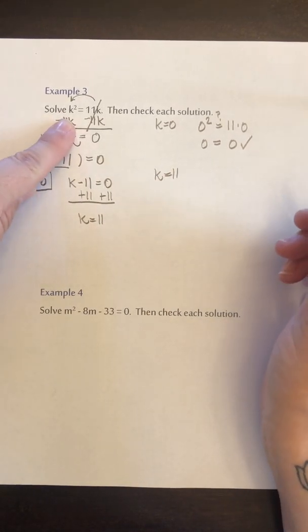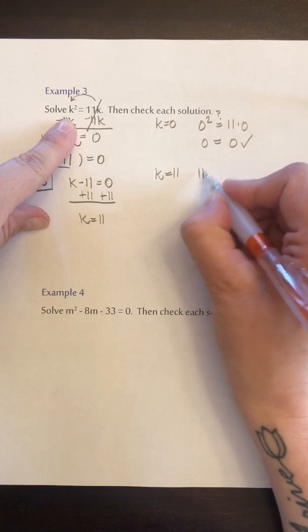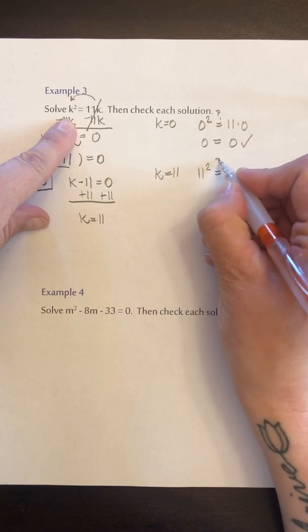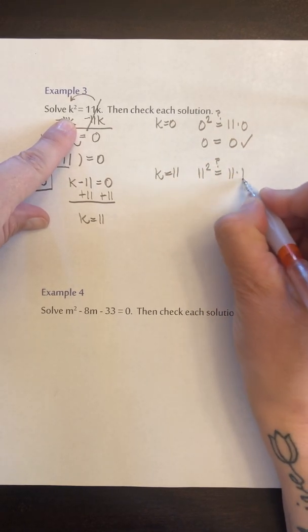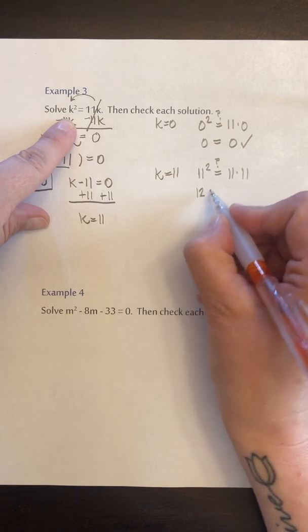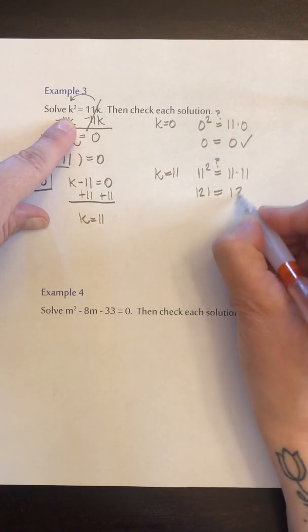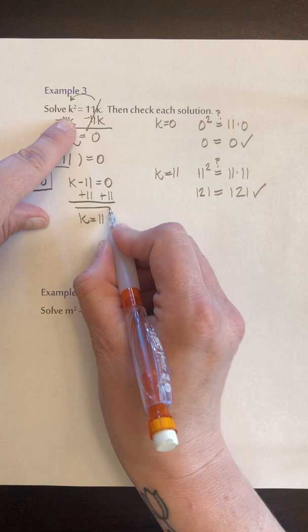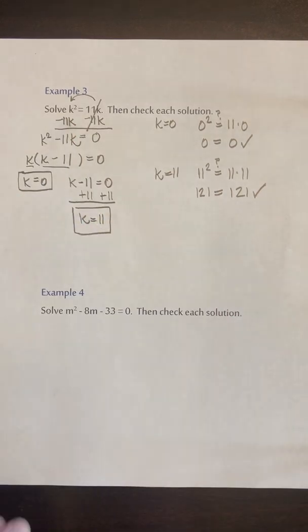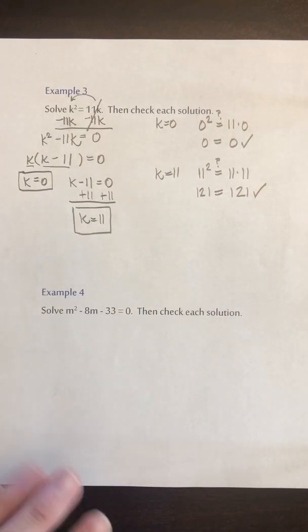All right, let's try the other answer of 11. Again, we're going to go back to the original problem. So I'm going to have 11 squared. Does it equal 11 times 11? 11 squared is 121. 11 times 11 is 121. It absolutely works. So again, I've got those two solutions.